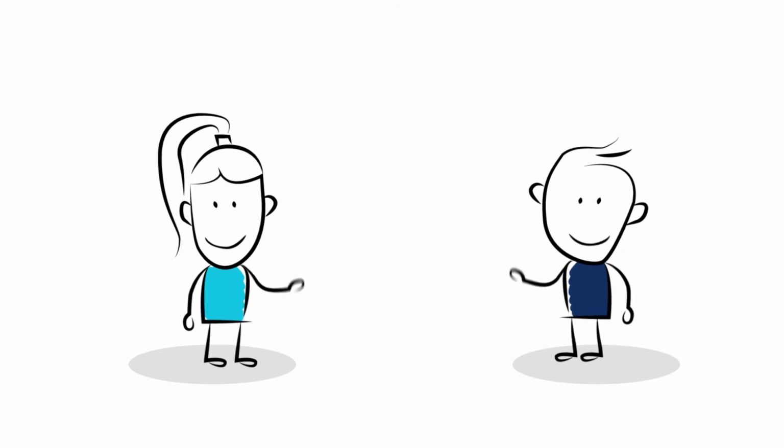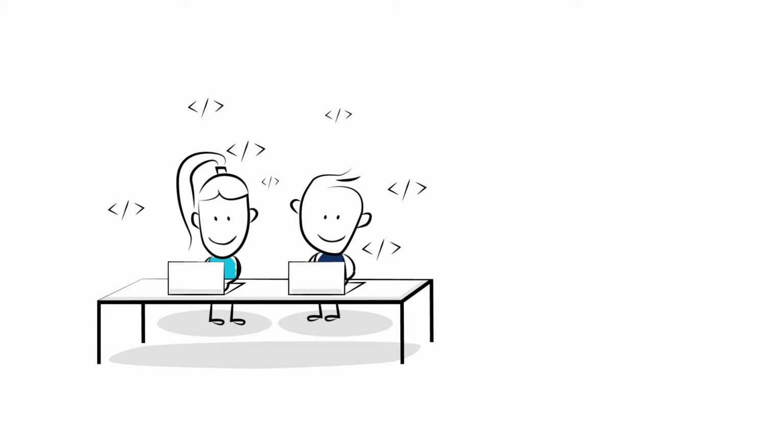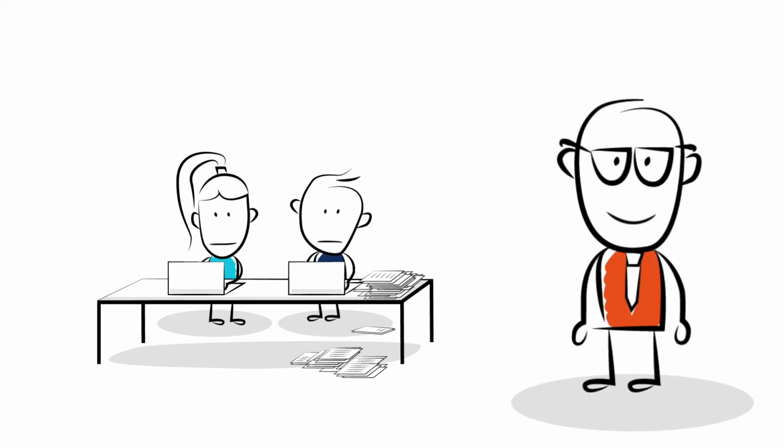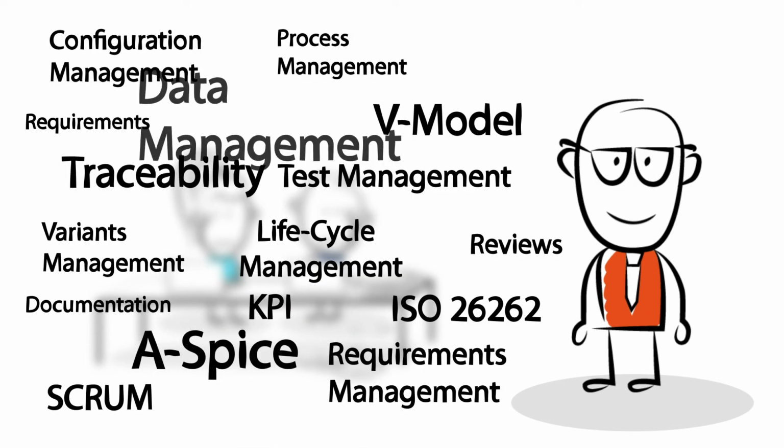That's Alice and Bob. As developers, they want to implement new, innovative functions. But just implementing functions? They've done the math without Ted, the process owner. He gives them a lot of headaches with terms like requirements management, traceability, or ASPICE.